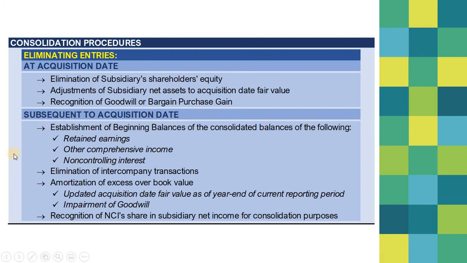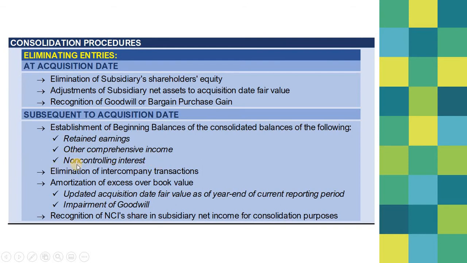But for 2021, we are already in our 2 years of operations after the business combination. We will now prepare this particular eliminating entry, and that is to establish the beginning balance of the retained earnings, other comprehensive income, and the non-controlling interest for consolidation purposes. So why do we need to establish the beginning balances of the retained earnings, other comprehensive income, and non-controlling interest for consolidation purposes?